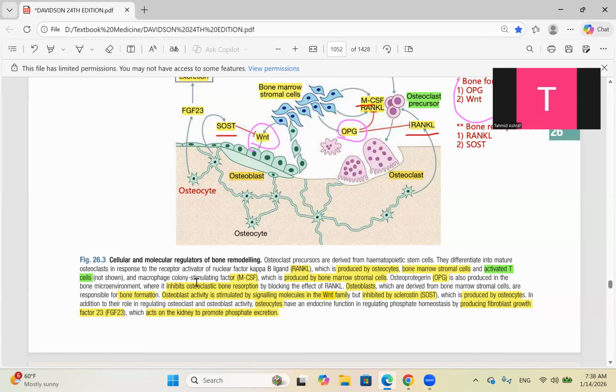Macrophage colony stimulating factor. This also is produced by bone marrow stromal cells. Then osteoprotegerin. So here is the elaborated form of OPG, osteoprotegerin. This is produced in the bone microenvironment. It inhibits osteoclast bone resorption. So it inhibits the action of osteoclast, and thus it inhibits bone resorption.